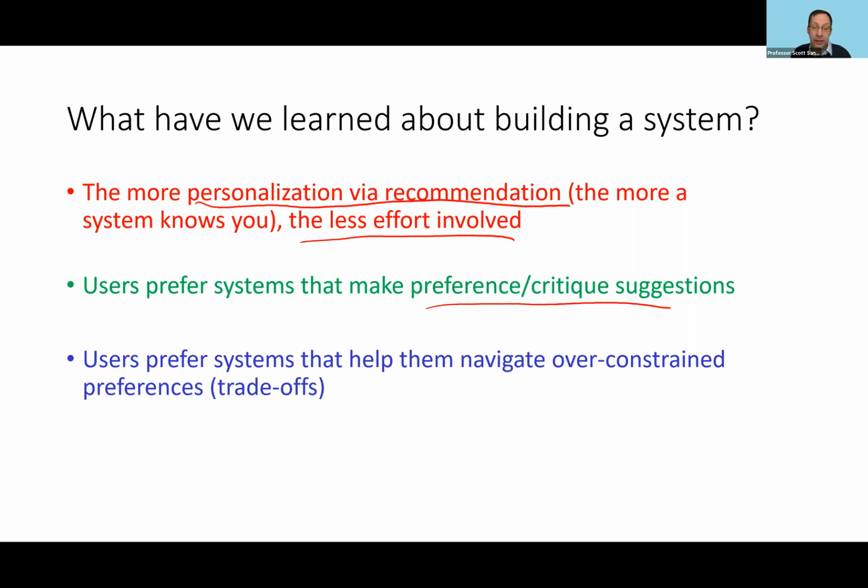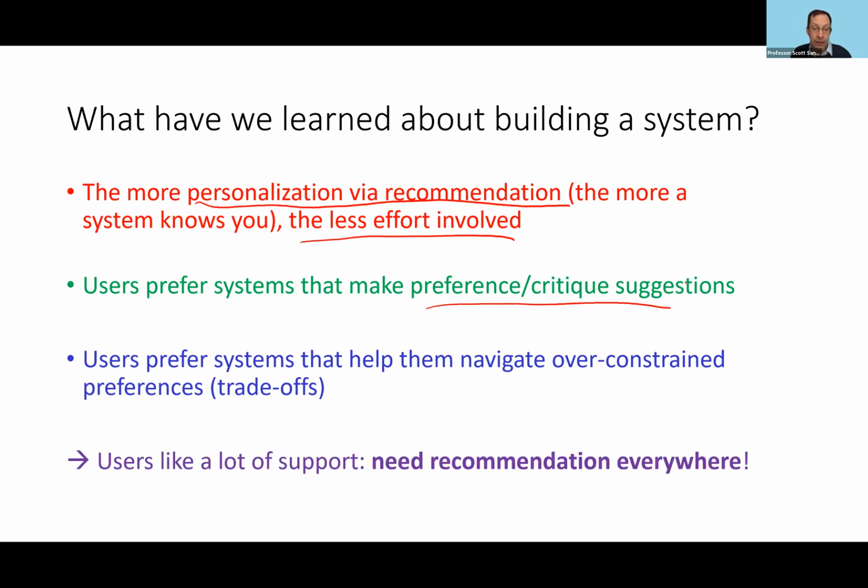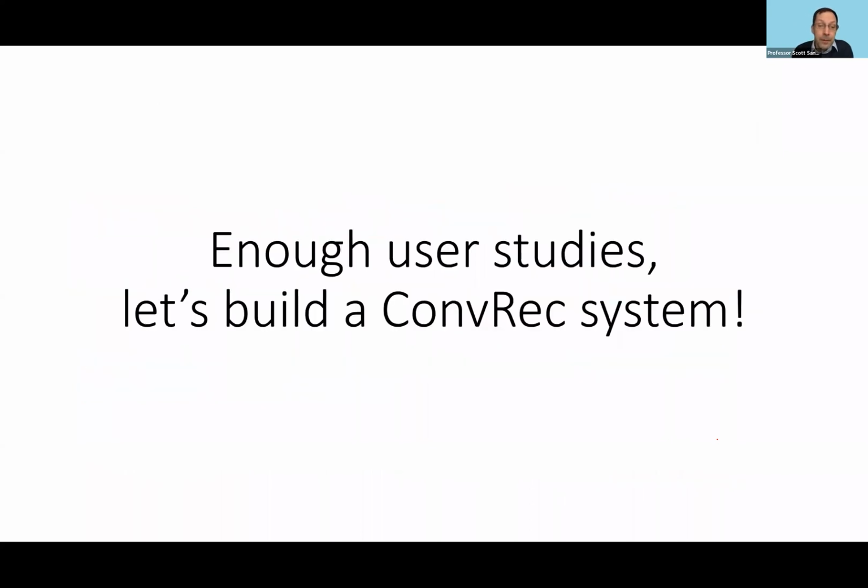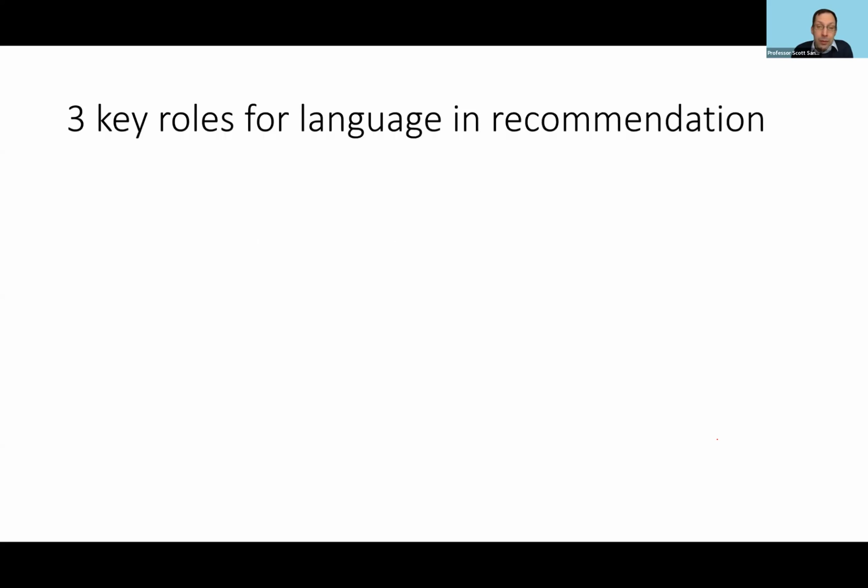And users do prefer systems that help them navigate over-constrained preferences, because this is a really bad failure mode of these systems. And what we learned here is that, just like my kids, just like your kids if you have them, users need a lot of support. And you need personalization and recommendation everywhere. It does help if done carefully. Okay, so let's go a bit more into building recommendation systems.